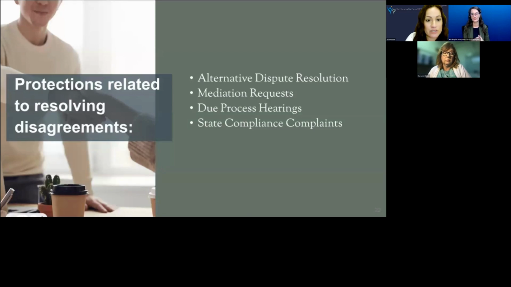Protections related to resolving disagreements. Over the next few slides, we're going to talk about alternative dispute resolution, or ADR, mediation requests, due process hearings, and state compliance complaints. Next slide, please.